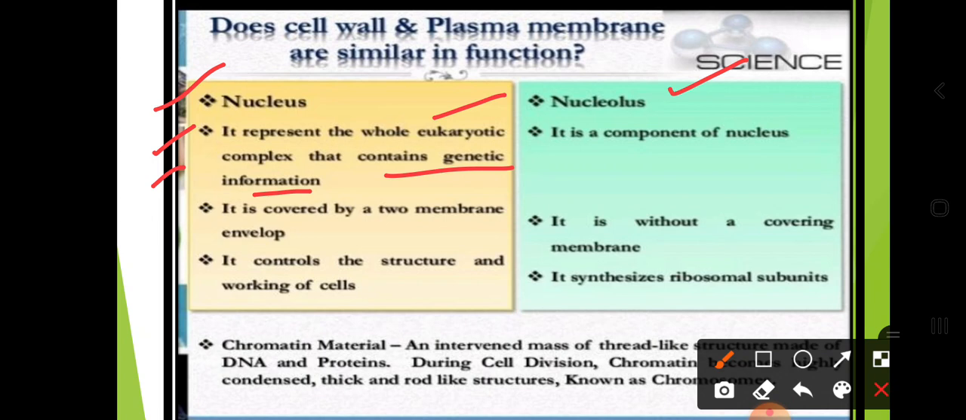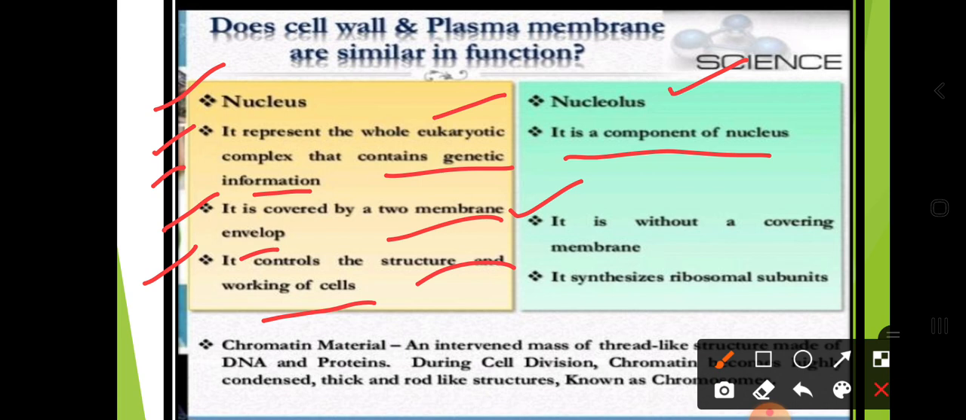And in the nucleolus, what happens? It is a component of the nucleus itself, present within the nucleus. The nucleus is covered by a two-membrane envelope. Here the nucleolus is without a covering membrane. In the nucleus, what happens? It controls the structure and working of the cell.